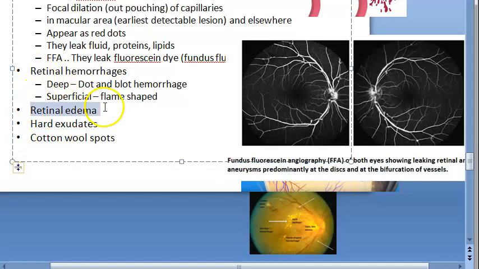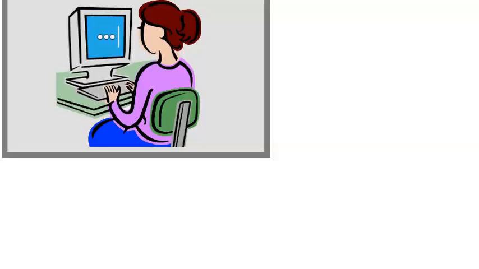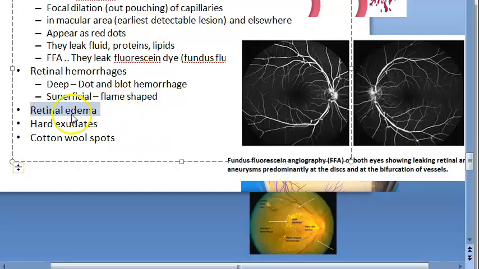Retinal edema, guys. Now we are moving on to edema. Okay, we have finished hemorrhage. Now we are going to edema. Edema will be characterized by retinal thickening and is caused by capillary leakage. So what will happen because of the capillary leakage? That will lead to retinal thickening, as simple as that.